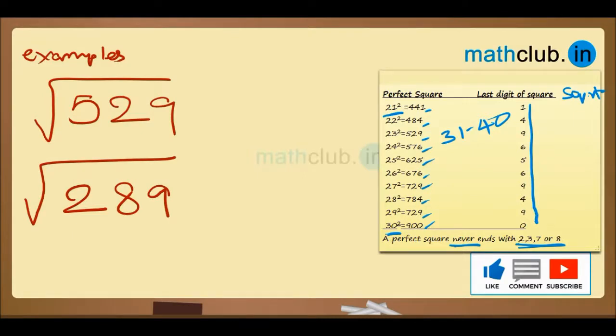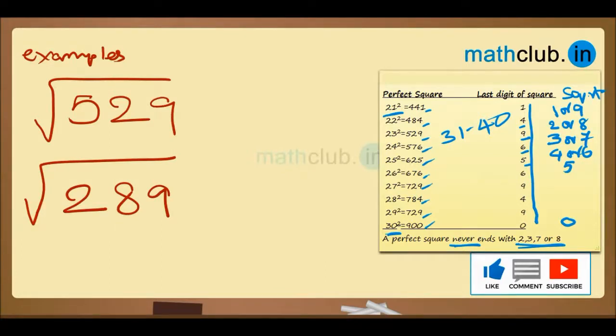When a number ends with 1, the square root ends with 1 or 9. When a number ends with 4, the square root ends with 2 or 8. You can observe here 8 square is ending with 4, 28 square ending with 4. So when a number ends with 4, the square root ends with 2 or 8. When a number ends with 9, the square root ends with 3 or 7. With 6, it's 4 or 6. With 5, it's 5, and with 0, it's 0.